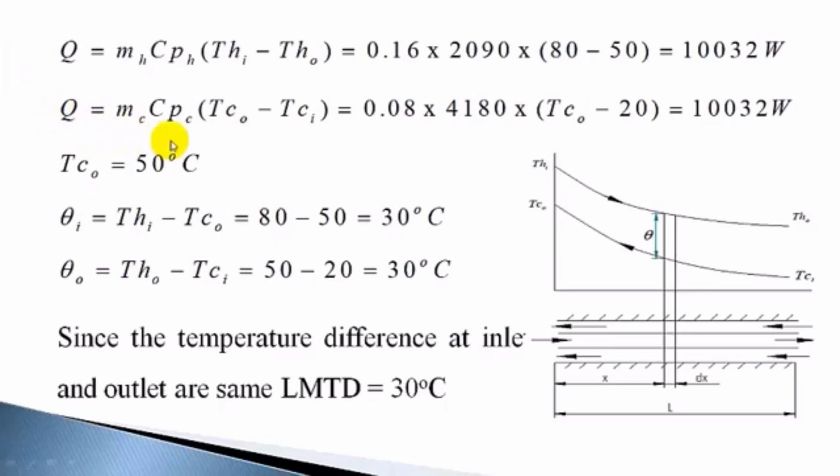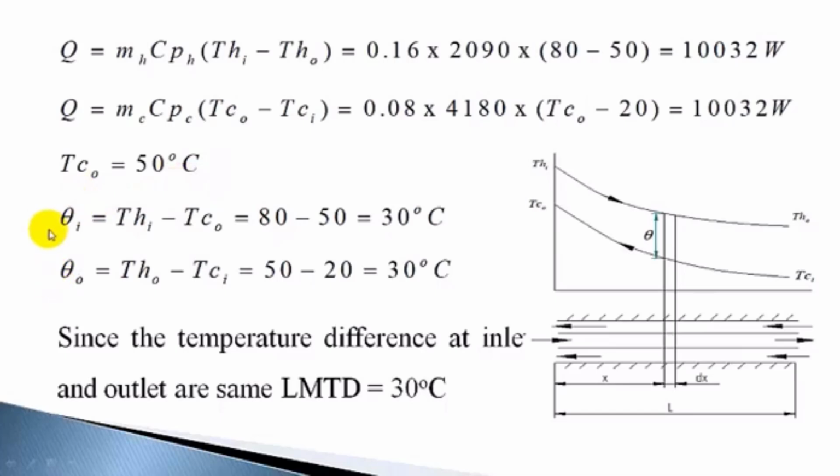So Q is equal to mc Cpc into Tco minus Tci. Mass flow rate of cold fluid is 0.08 kilogram per second. Specific heat of water is 4180, and the inlet temperature Tci we know is 20 degrees centigrade, and this is equated to the heat lost by hot fluid. From that you can solve the outlet temperature of cold fluid as 50 degrees centigrade. So now all four temperatures are known. Both fluids' inlet temperatures and outlet temperatures are known.